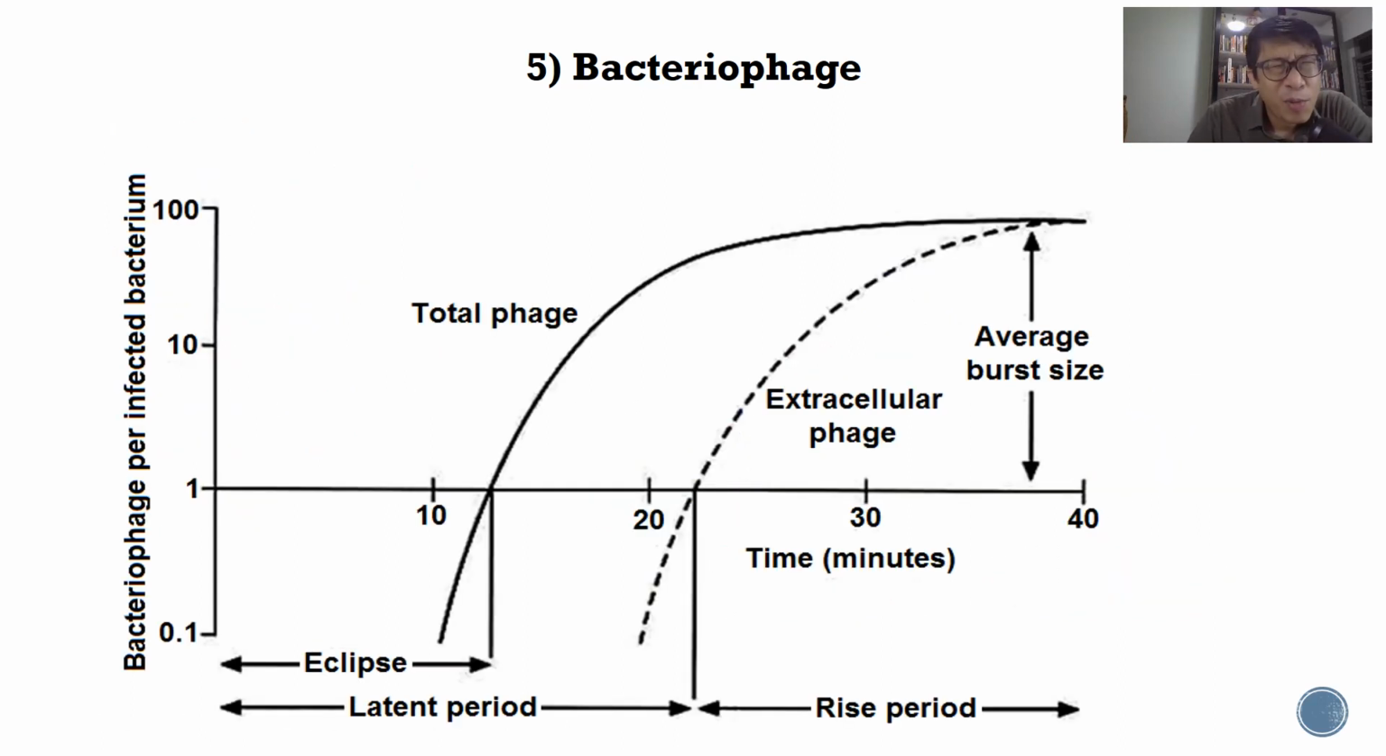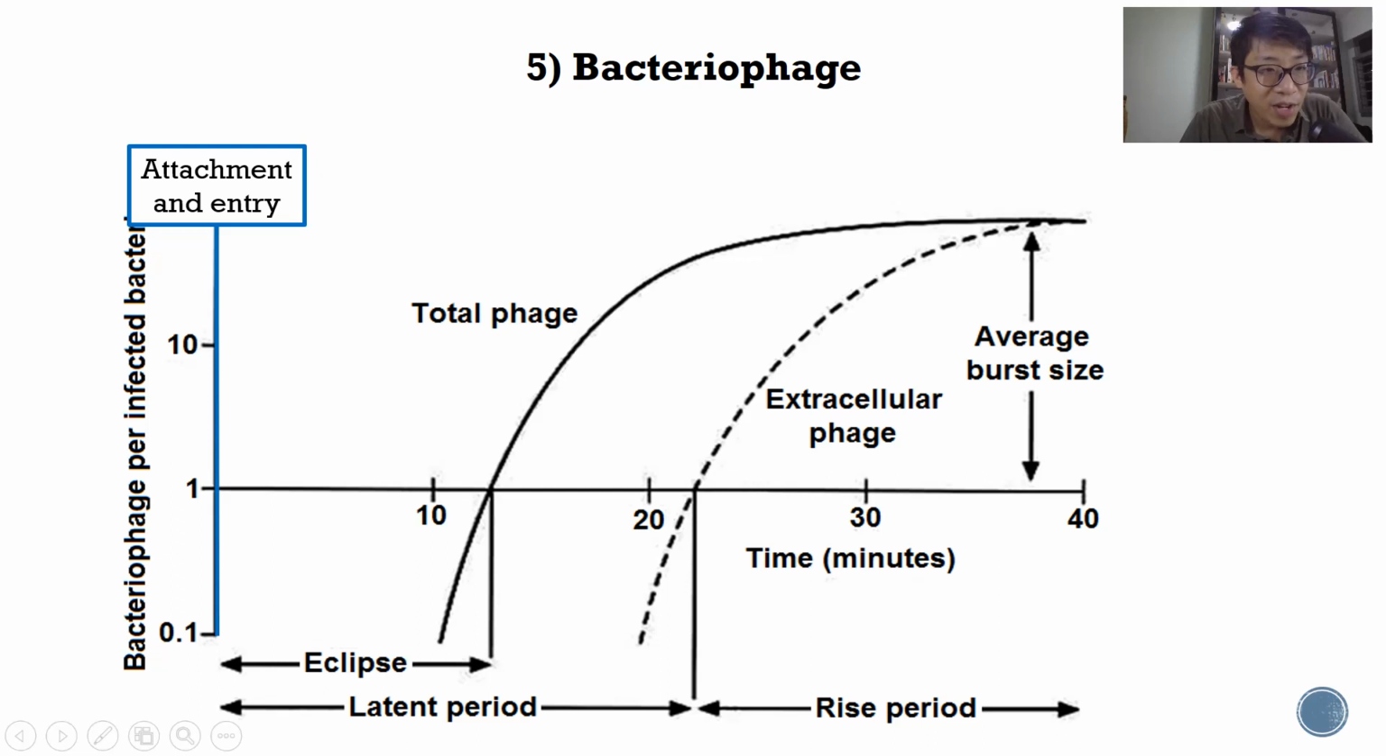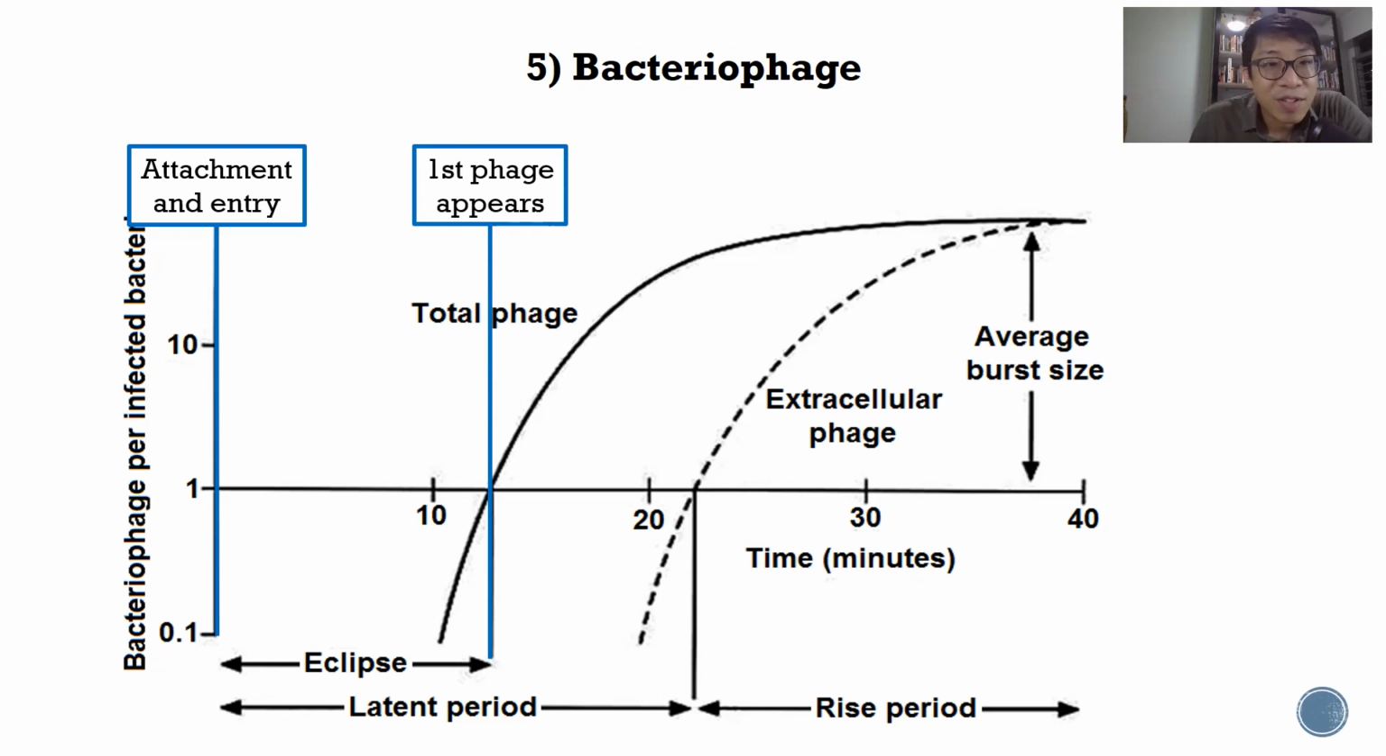All right. So when we plot the numbers of bacteriophages versus time, this is where we get all the different periods. This is the start of the replication cycle, where the bacteriophage attaches and transfers the viral DNA into the bacterial host cell. This is when we see the appearance of the first phage. That's why the curve for total phage starts to increase.